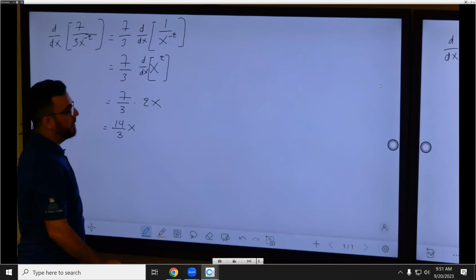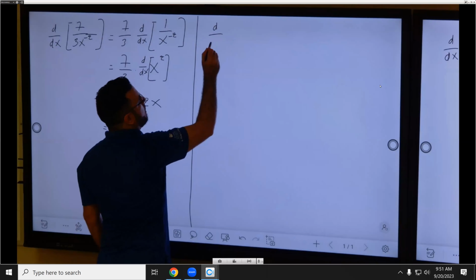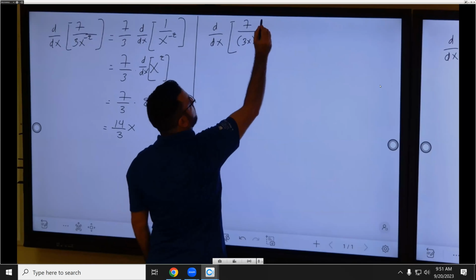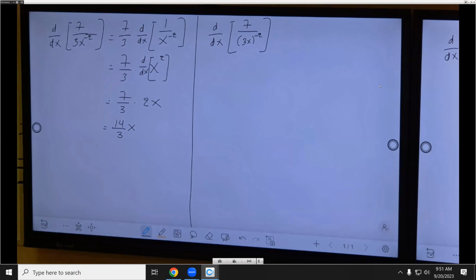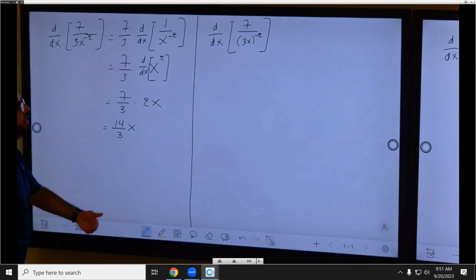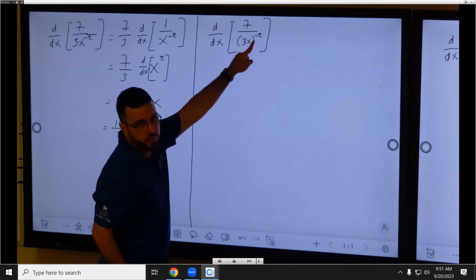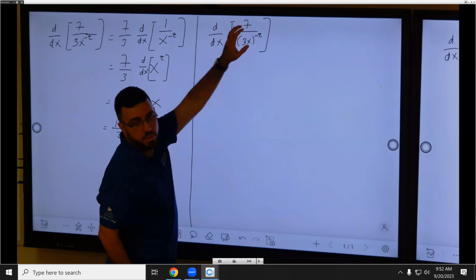So the same example, exactly the same example, and let's do a little change. D over dx, 7 over 3x to the -2. We can solve this one. It's the same example, but the -2 is for the 3 and for the x. Now, can I take 7 over 3 out? No, of course not. Why? Because the 3x is with the -2. Okay, but can you take everything down to the top? Yes, it's going to be positive.